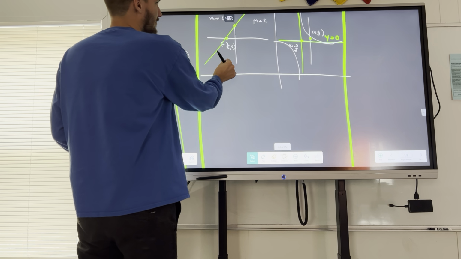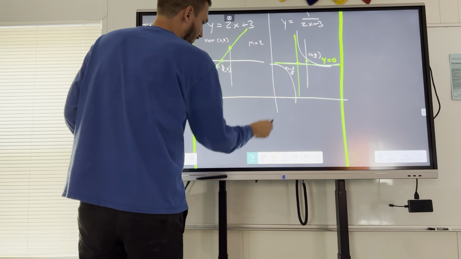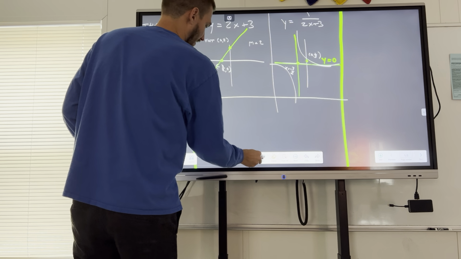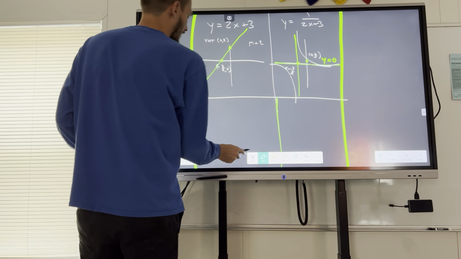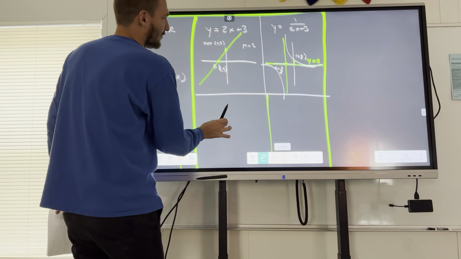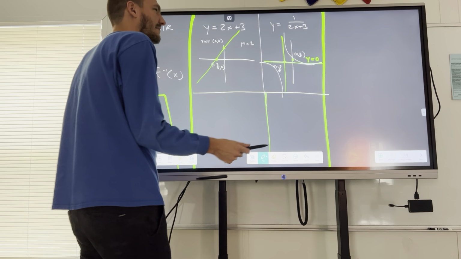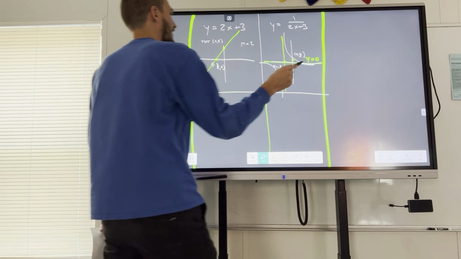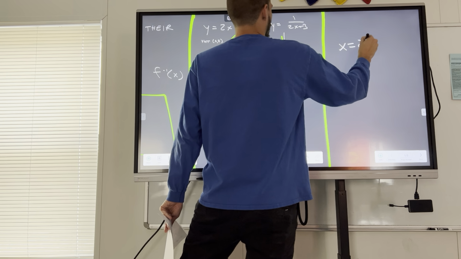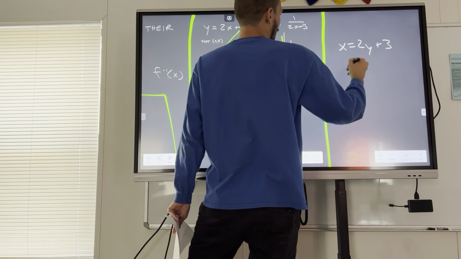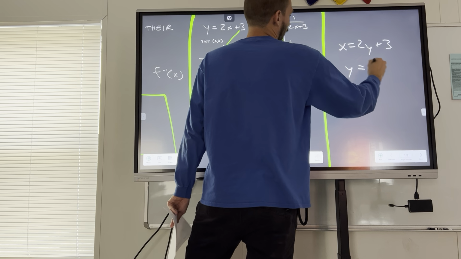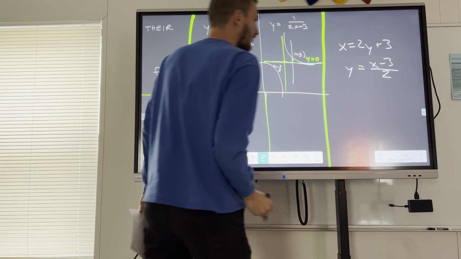So let's go down, let's do this last bit here. Not that, that. And let's talk about the inverse. How do you find the inverse of a function? Switch the x into y, so x equals 2y plus 3, subtract 3, divided by 2, y equals x minus 3/2.